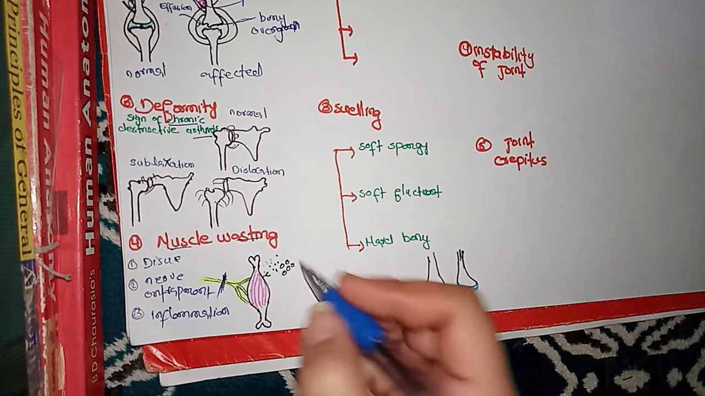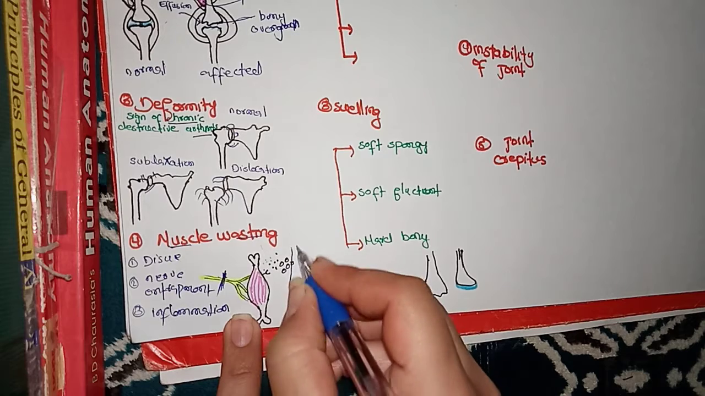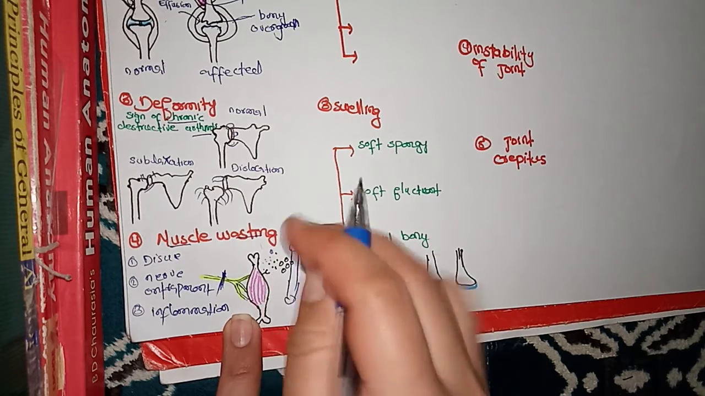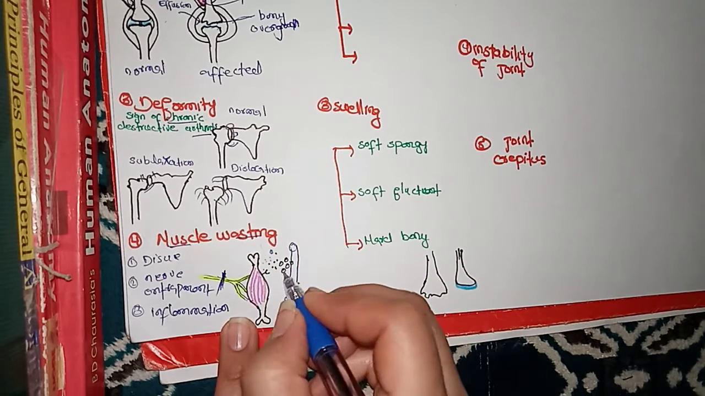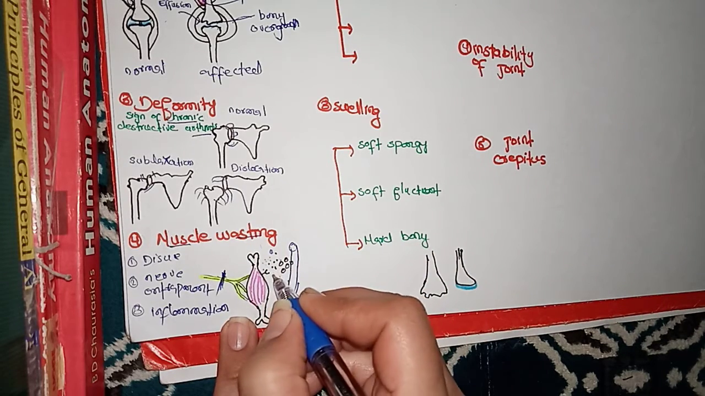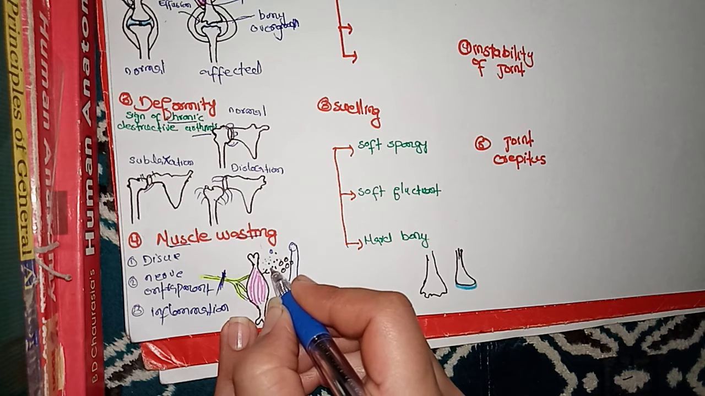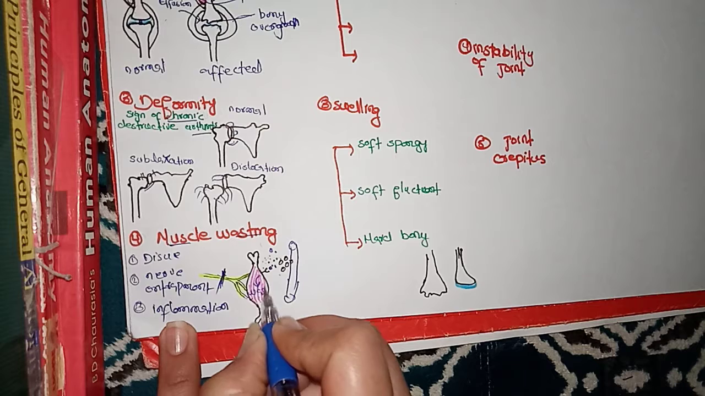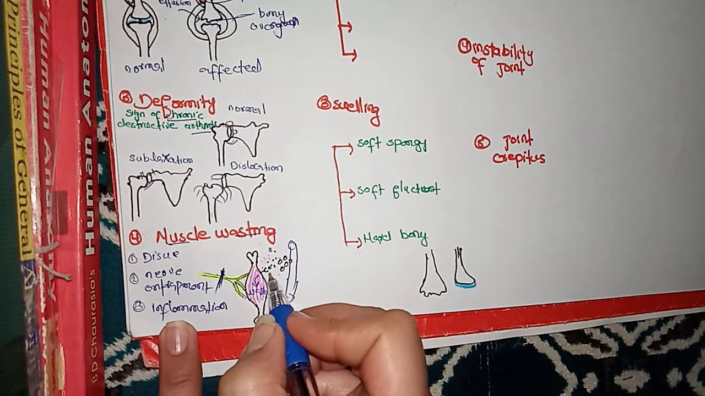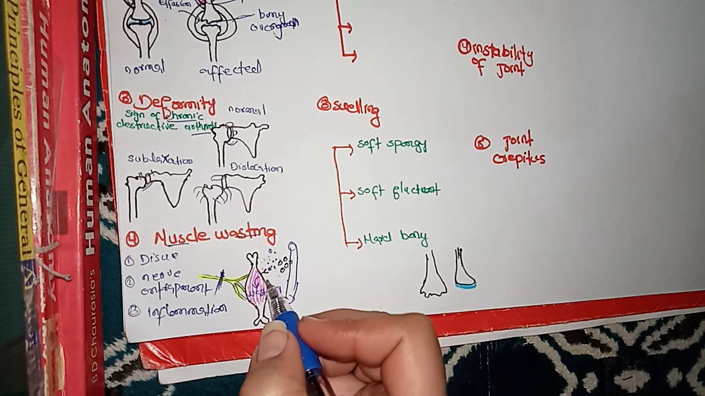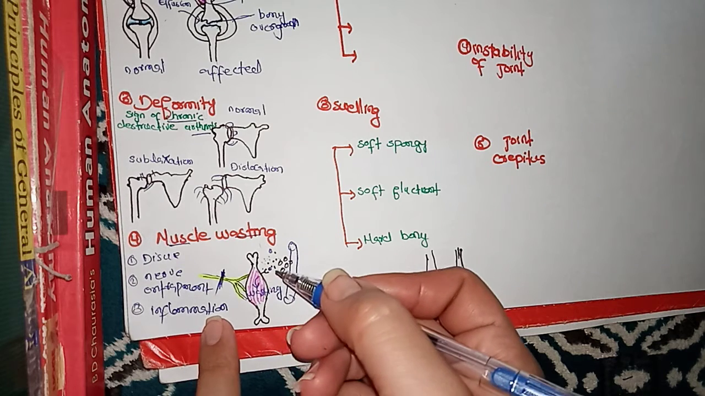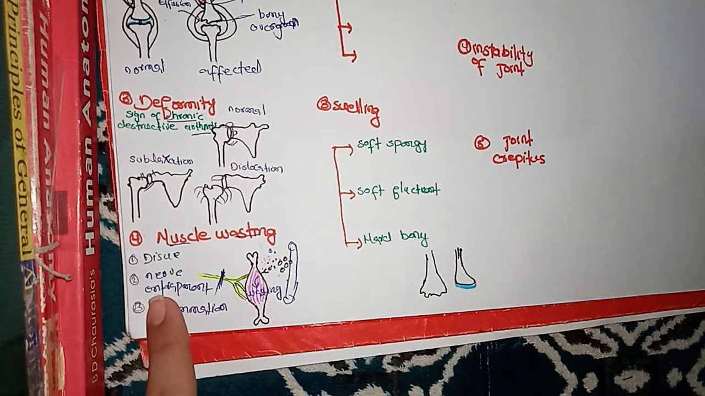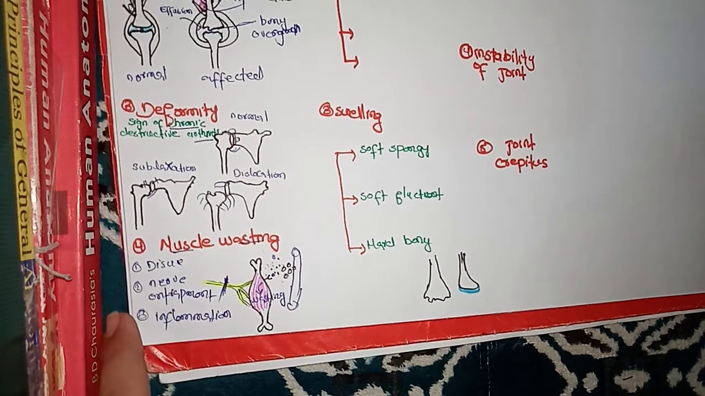This is because when inflammation occurs in the associated structure, that is, inflammation occurring close to the joint, the inflammatory cells release a lot of cytokines. These cytokines stimulate receptors that cause wasting of the muscle. That is, they activate proteins or enzymes that start degrading the muscle. So inflammation causes muscle wasting.